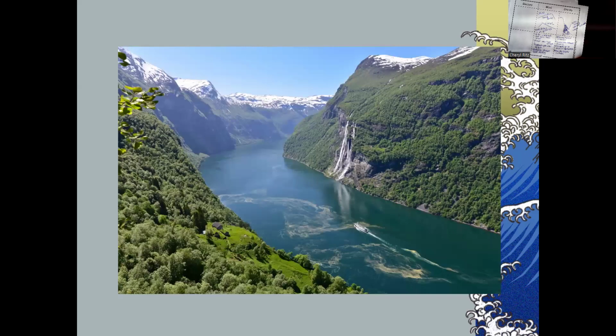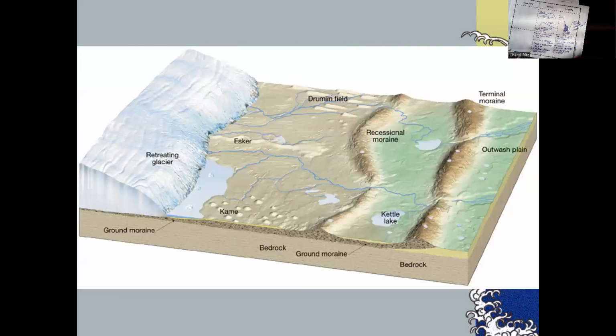Here's an example of one of those U-shaped valleys, but this U-shaped valley got filled with some water, then it's called a fjord. So a U-shaped valley filled with water is a fjord. There's some more examples of those moraines. These are piles of sediments that the glaciers left behind when they were melting.